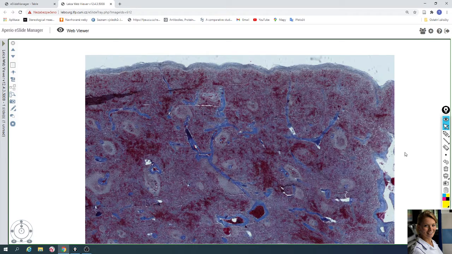So the spleen is surrounded by a fibrous capsule on the surface. Here you can see the fibrous capsule. It's blue because it contains a lot of collagen fibers. And in the inner part of the spleen you can find the fibrous trabeculae. The fibrous trabeculae arise from the fibrous capsule and penetrate to the parenchyma of the spleen.